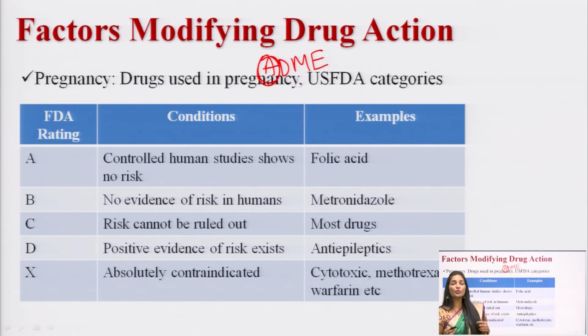And what about the distribution? Due to the increase in plasma volume and extracellular volume, the drug will be distributed much more in the body. The distribution will be increased, right? And next one, metabolism. Due to the induction of hepatic microsomal enzymes in the third trimester of pregnancy, the drug can be metabolized very fast because of enzyme induction. And what about the excretion?